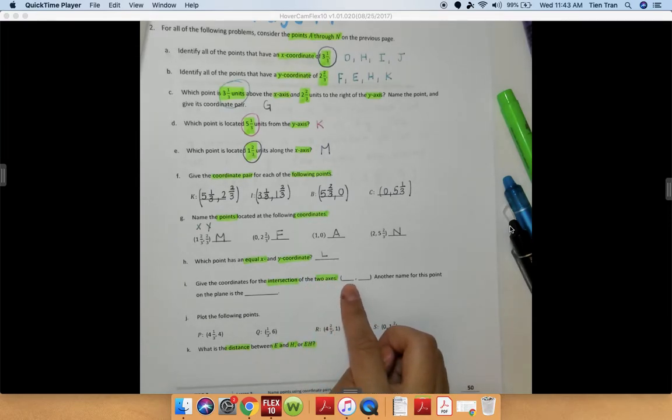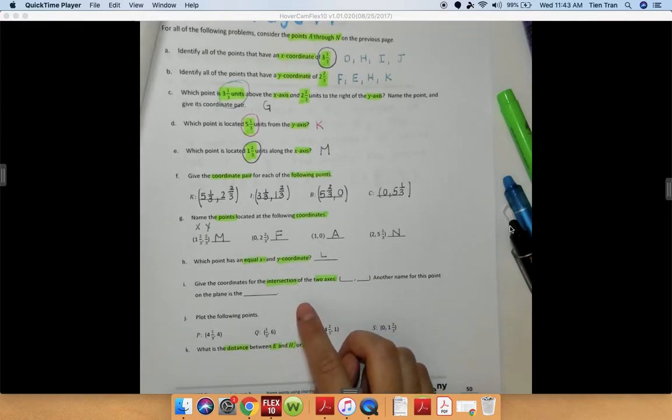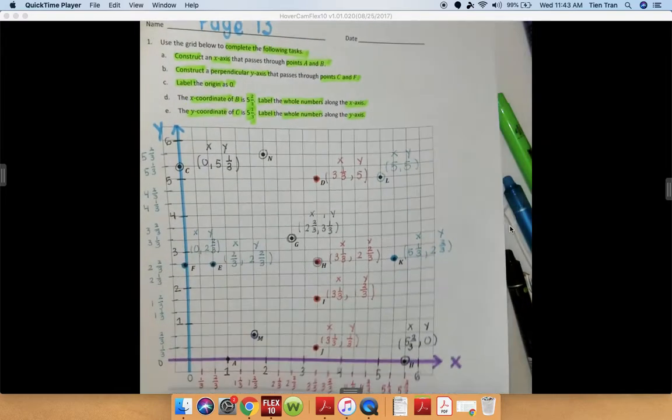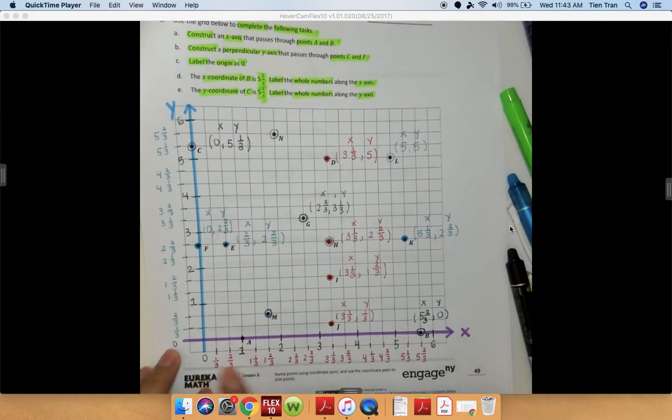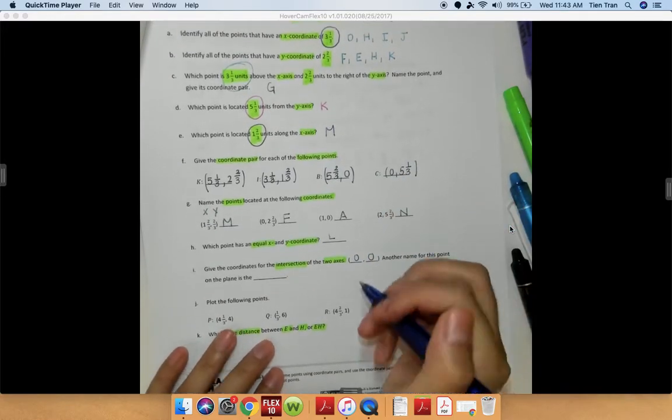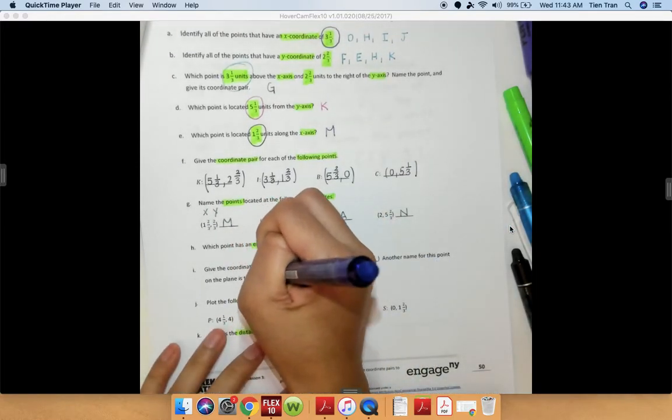So we have blank blank. Another name for this point on the plane is called blank blank. So the intersection for both of them, which is right here, is 0 and 0, right? So I'm going to write 0 and 0, and another name for this point is called the origin.